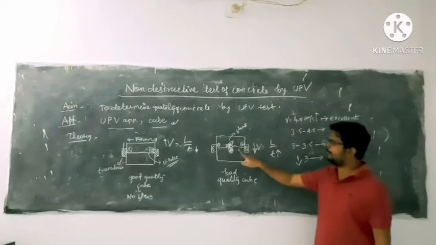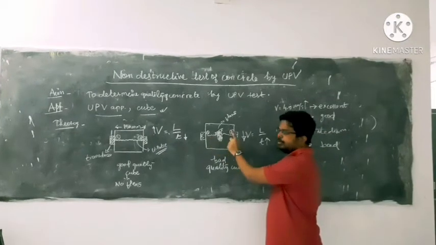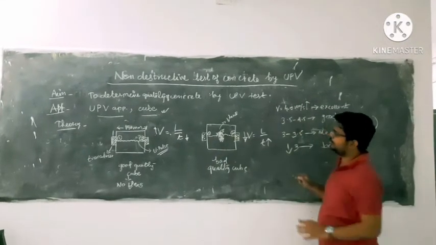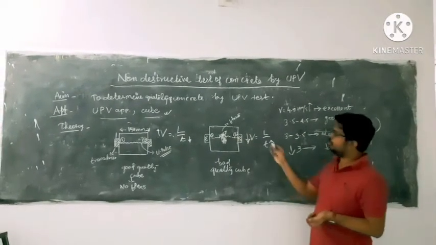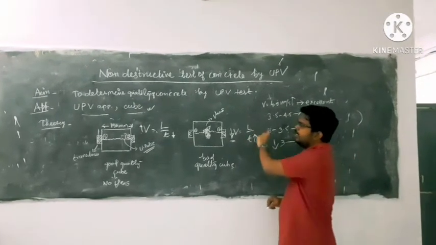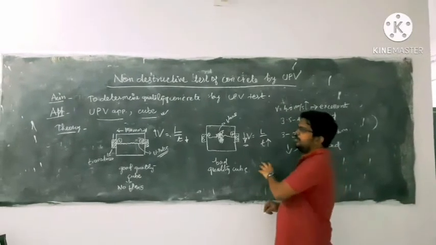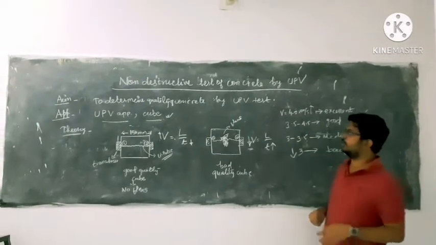We get the time at which the pulse will move from point 1 to point 2. We will find out the time, and from that time we will find out the velocity, that is L by T. Here L is 150 mm for our concrete cube. For different structures, L may differ.